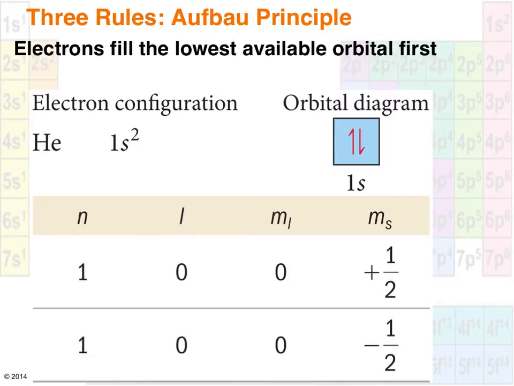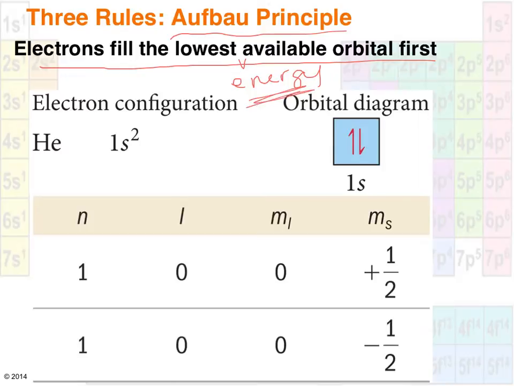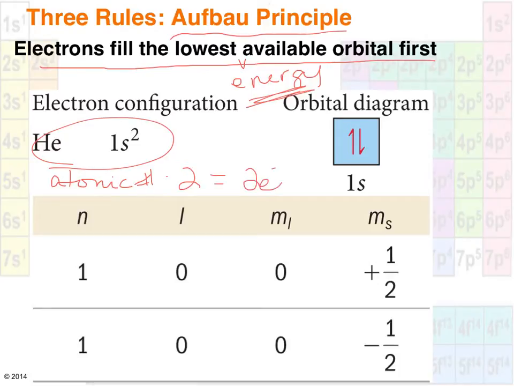Another of the 3 rules when writing electron configurations, the Aufbau principle. Very simple. It says electrons will always fill the lowest energy orbital available. And so helium, you would look on the periodic table and you'd see that its atomic number is 2, which means it has 2 protons, but also means it has 2 electrons. And you basically need to find a home for each of those 2 electrons using electron configuration.